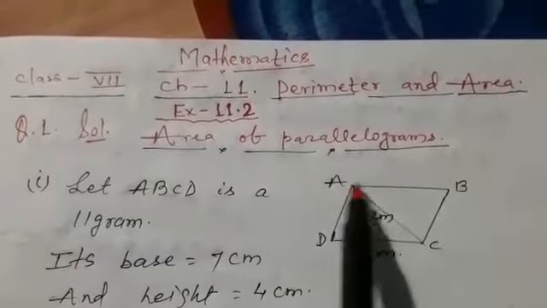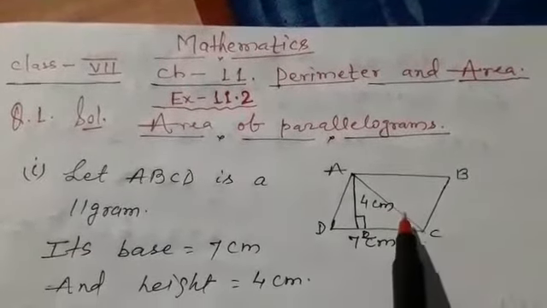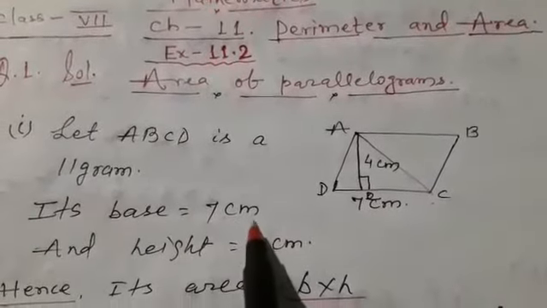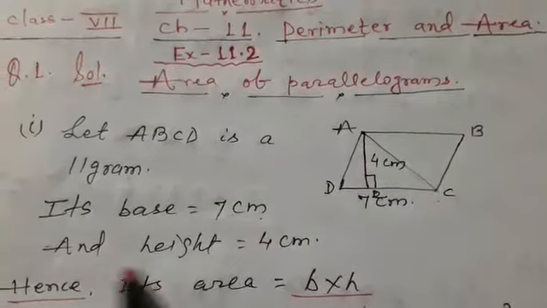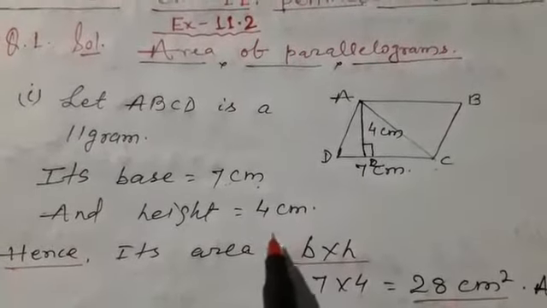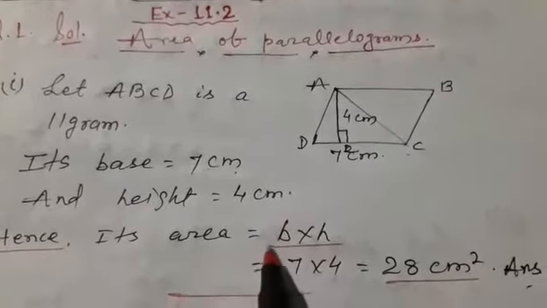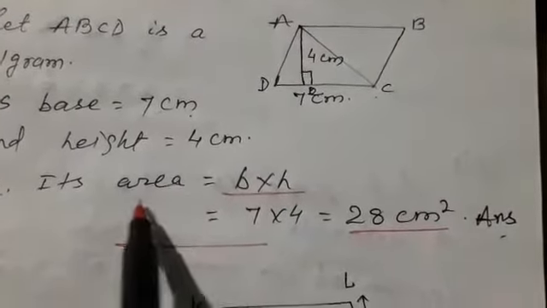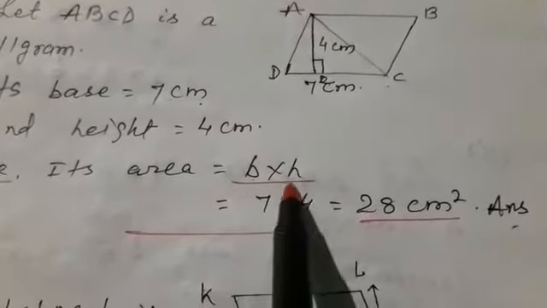Let ABCD be a parallelogram. Its base is 7 centimeter, it is given, and height of this parallelogram is 4 centimeter, it is also given. Hence, its area is equal to base into height. It is the formula: area of parallelogram is equal to base into height.